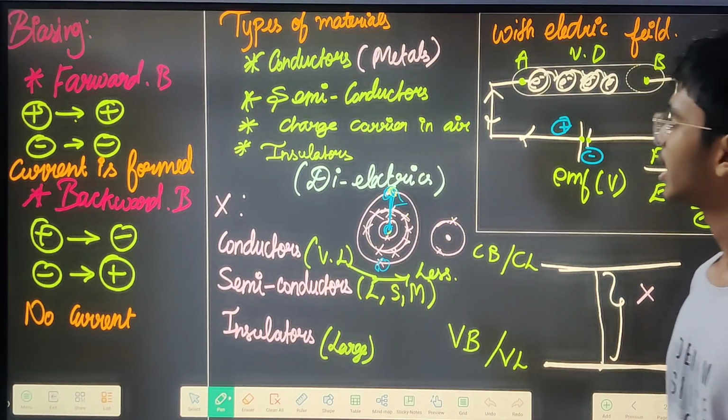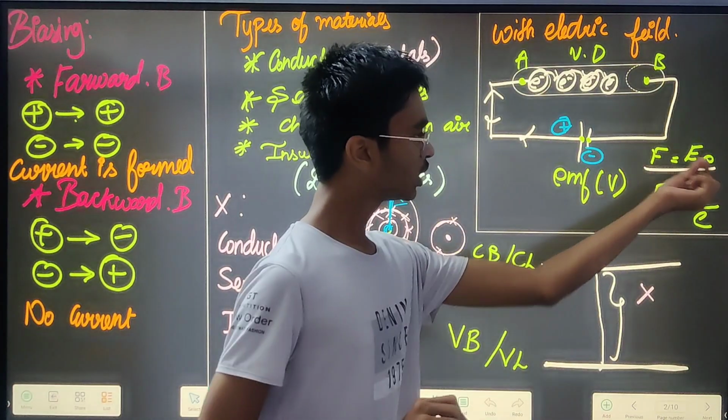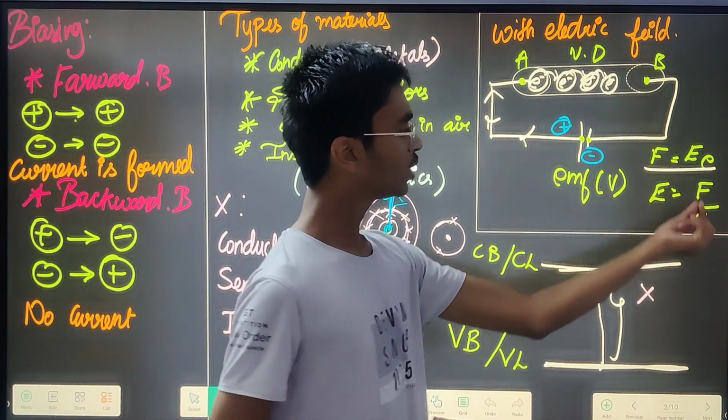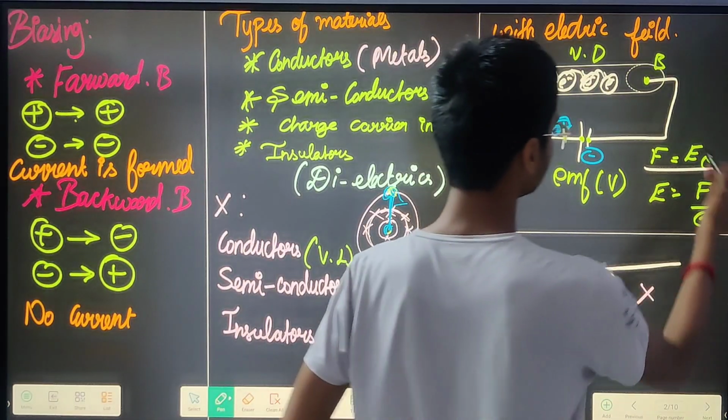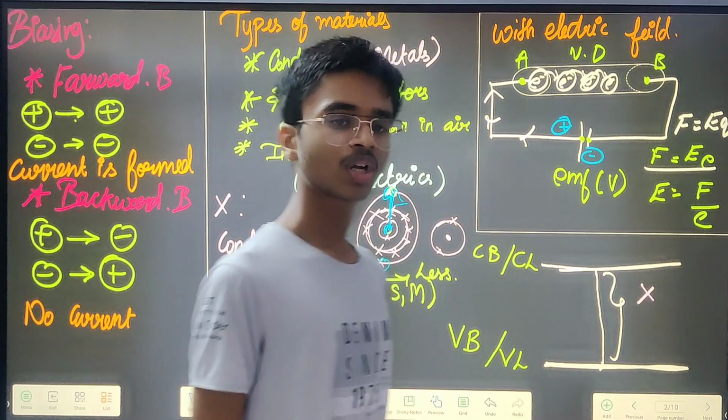Next, we have only the formulas. In place of F is equal to EQ, you can write it as E is equal to F by Q. F is equal to EQ, and in place of Q, you can substitute it with E.